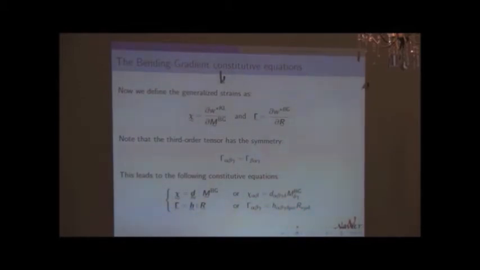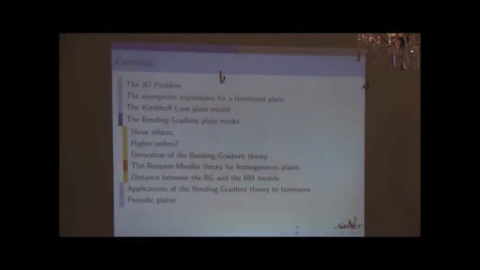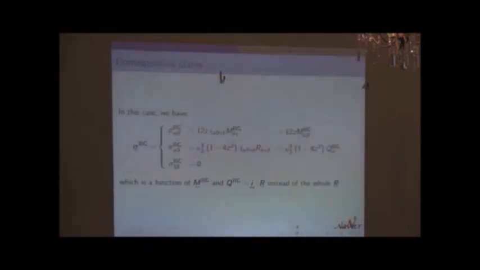And this is the case when the plate is homogeneous. So I will rederive Reissner-Mindlin theory when the plate is homogeneous. I just specify the stress distribution we derived from asymptotic expansion, but as I specify it in the case when the plate is homogeneous.